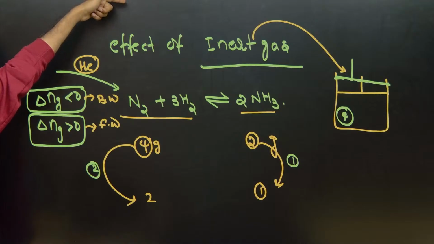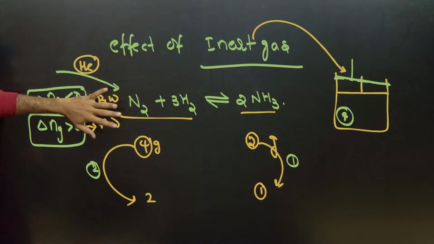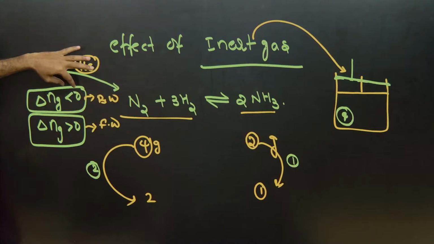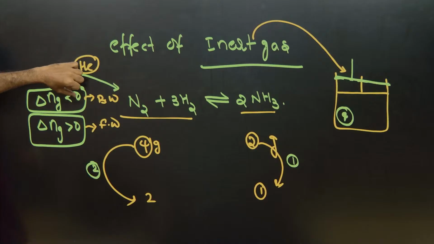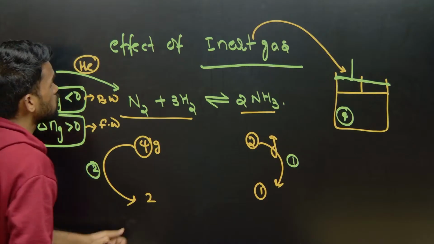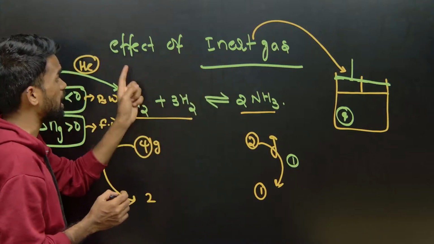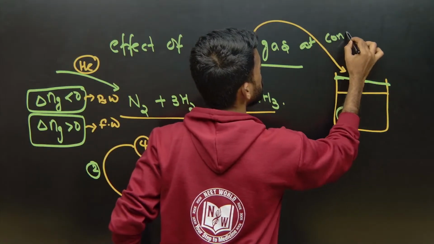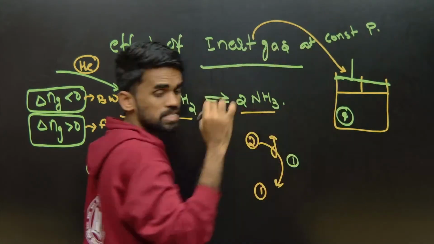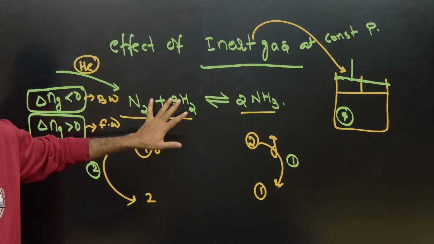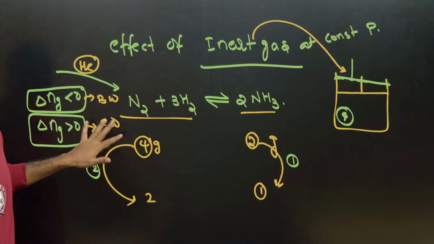At constant volume, I will tell you. For the effect of pressure, what have we studied? If delta Ng is less than 0, forward reaction. Here it is backward. That's it. So, effect of inert gas means addition of inert gas at constant pressure. What is constant here in this case? Pressure. Whatever we have studied till now is under constant pressure.